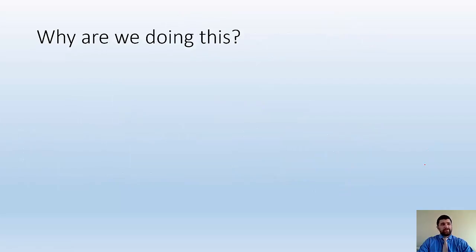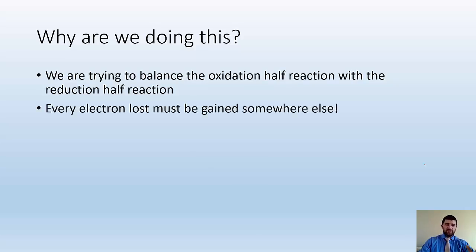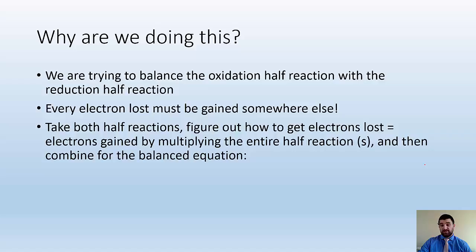Why are we doing this? Why am I bothering to balance all these half reactions? We're trying to balance the oxidation half reaction with the reduction half reaction. The electrons lost got to be gained somewhere else. So we got to figure out, well, this process happens, how many electrons are lost. With this process, how many electrons are gained each time. So we got to take both half reactions and figure out how we get the electrons lost to equal the electrons gained by multiplying these half reactions till we get electrons lost equal electrons gained.